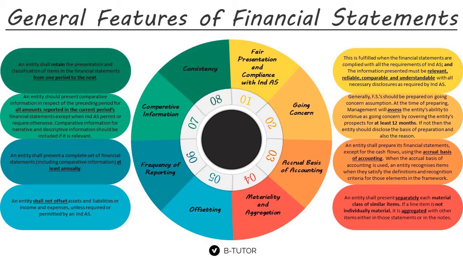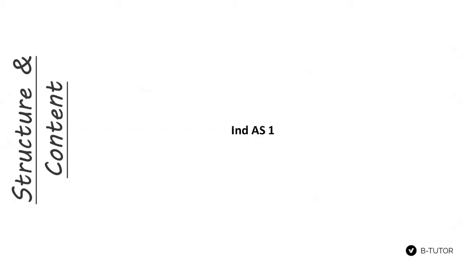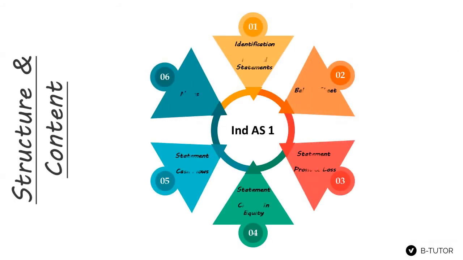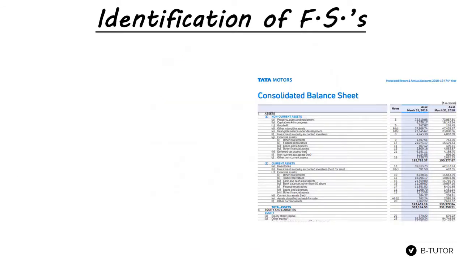Last feature, consistency. An entity shall retain the presentation and classification of items in the financial statements from one period to another period. Our last topic, structure and content of financial statements. Now let's see how the financial statement should look according to the requirements of Ind AS 1.